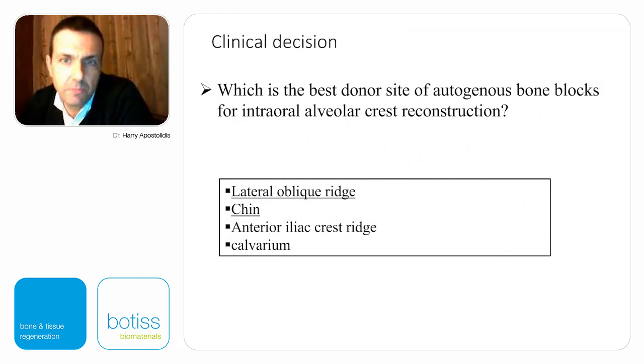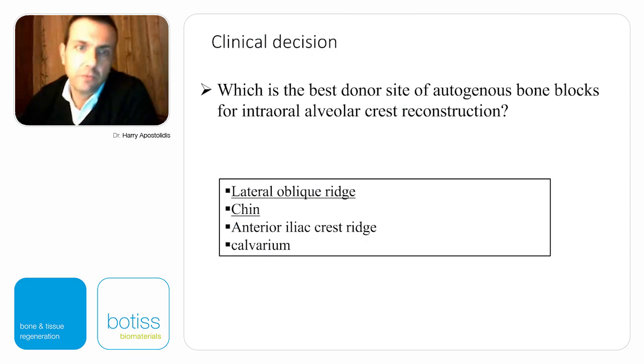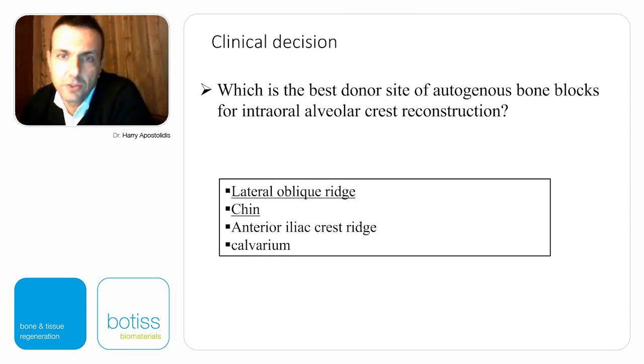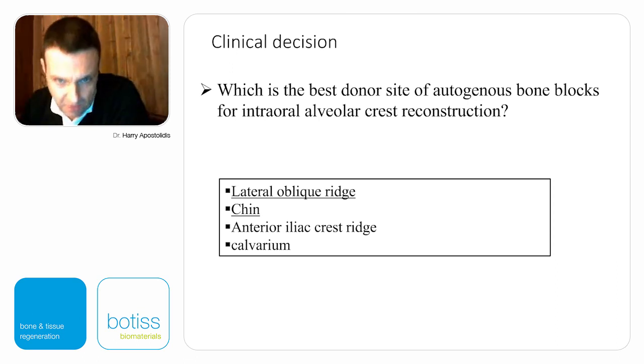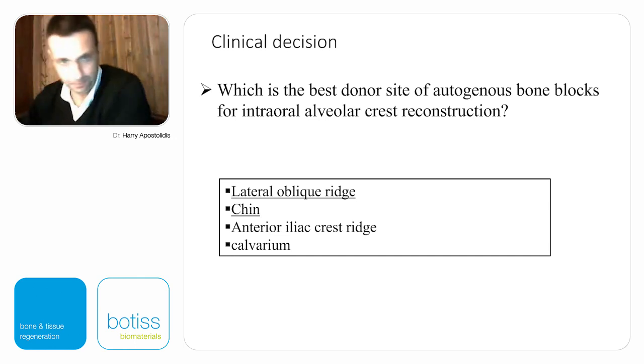Which is the best donor site of autogenous bone blocks for intraoral alveolar crest reconstruction? Well, we're going to try to stay intraoral. So we're going to go either to the external oblique ridge of the mandible or to the chin. If we have larger reconstructions and we want a lot of bone, then we may consider going to the anterior iliac crest or to the calvarium. But in almost 99% of the cases, we stay intraoral.